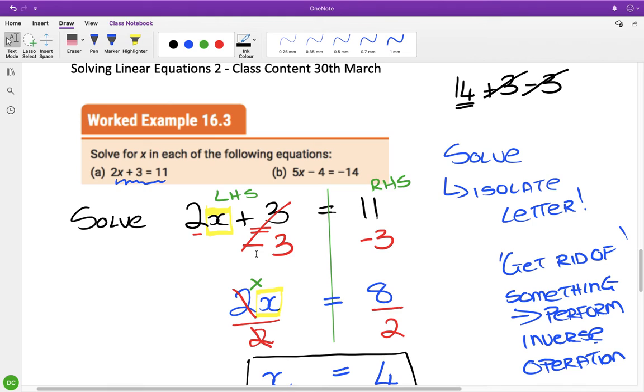And then you always have to remember that in equations you must balance. So whatever operation you perform on one side of the equals, you must balance that on the other side of the equals.